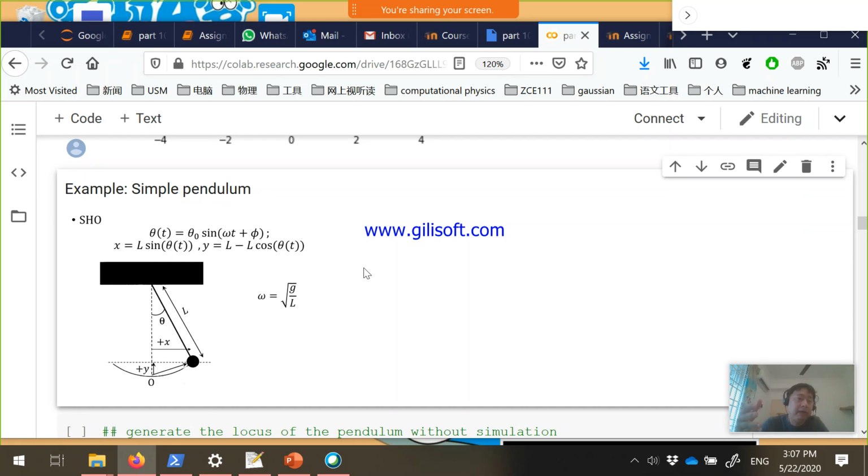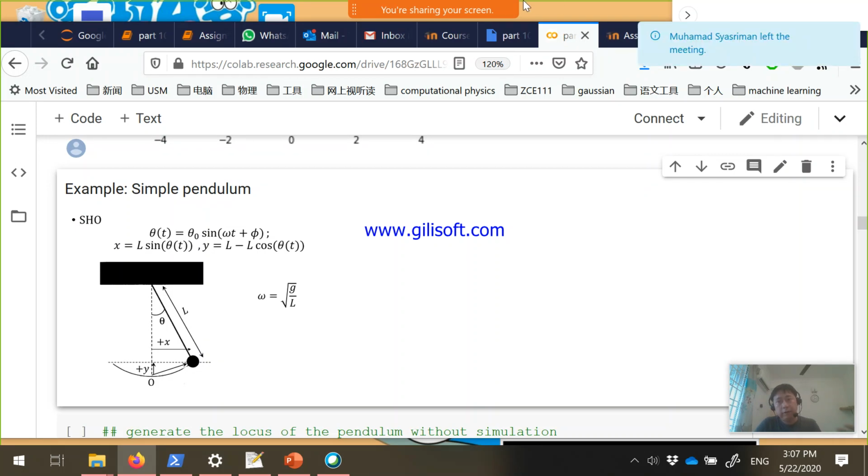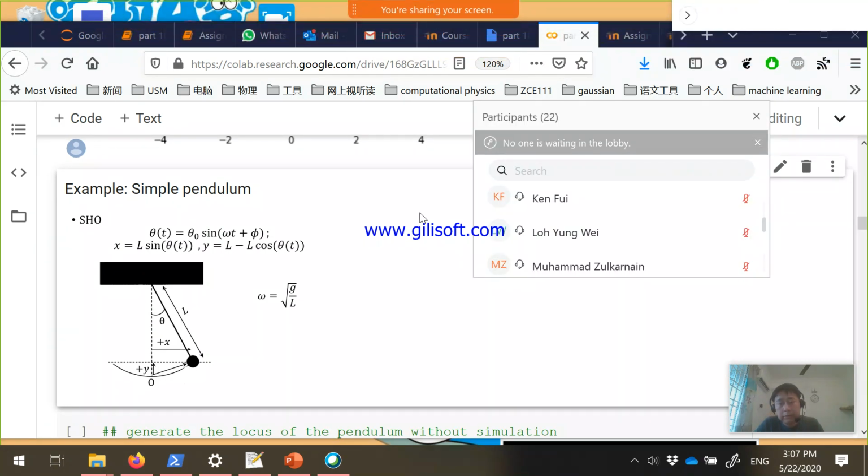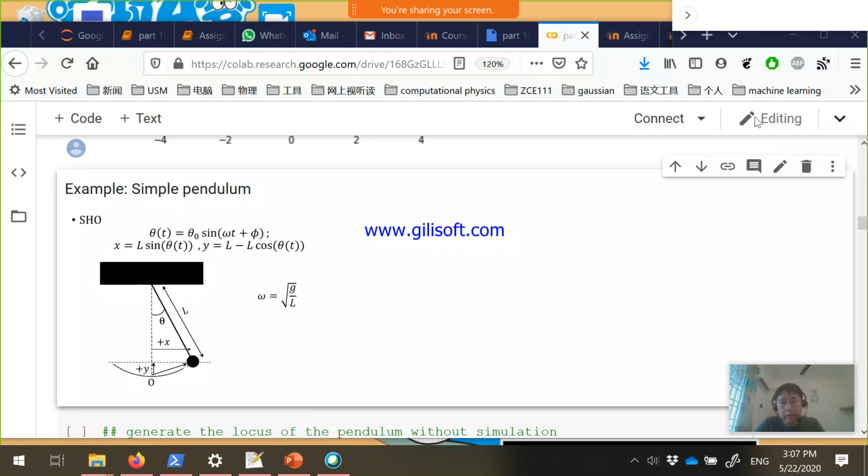Now the difference between animations and simulations is quite subtle. I would define a simulation to be an animation which is based on a set of physical equations. Sorry, let me say it again.